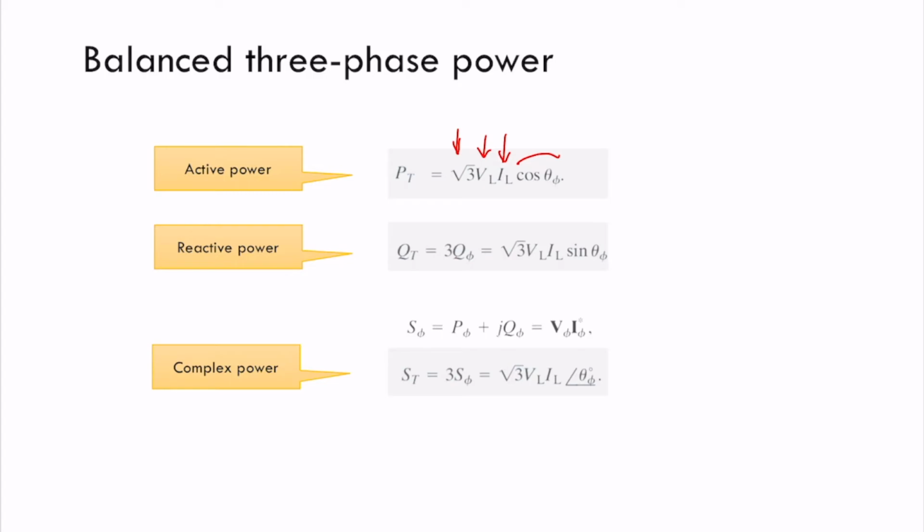We can work the formulas in a similar way for calculating the reactive power. We come up with the same formulation, but instead of having a cosine, we have a sine. And of course, we can compose the complex power for a system. So the total complex power that we are sending in a system is 3 times the power we are sending through a phase. And this is, again, square root of 3 VL IL using the phase angle phi.